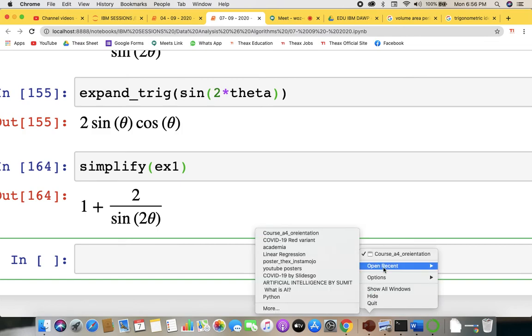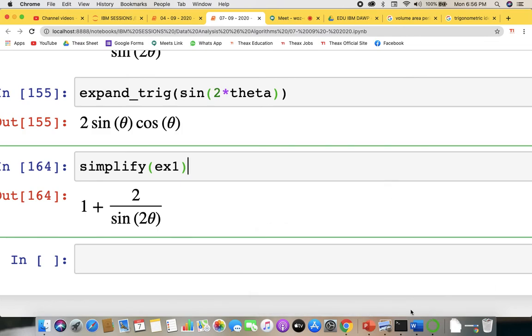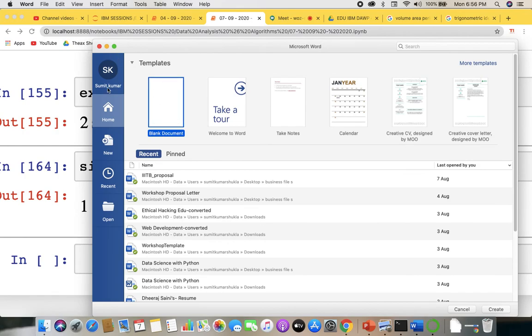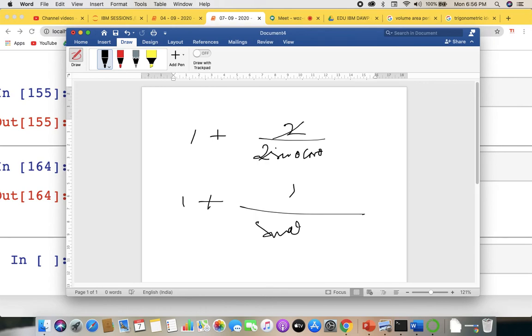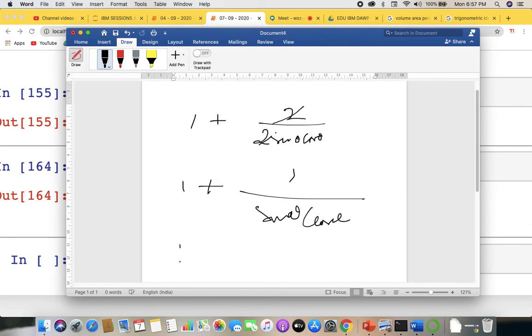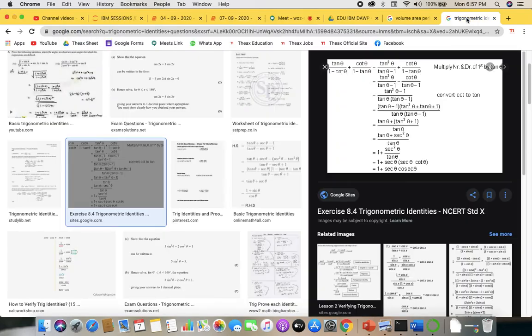If I say, like, draw, it is 1 plus 2 by 2 sine theta and cos theta, right? That is 2 to cancel, and it's 1 upon sine theta and cos theta. That is ultimately giving you 1 plus sec theta cosec theta. That's the proof we want, 1 plus sec theta cosec theta, right?